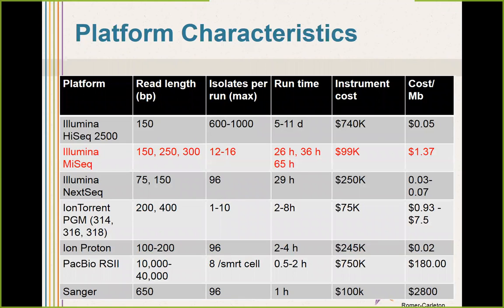From this illustration, you can see that depending on the platform, there's great variation in read length, volume of isolates that can be run at one time, and cost. Depending on the question that needs answering and the pathogen being tested, one of these platforms may be preferred over another.